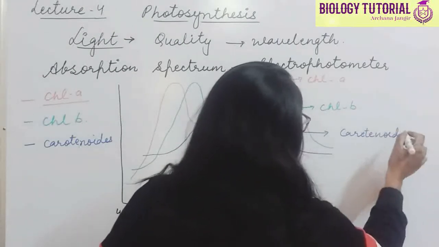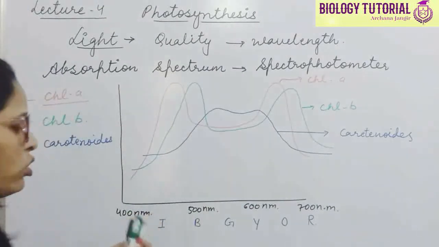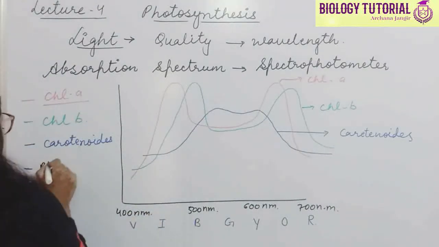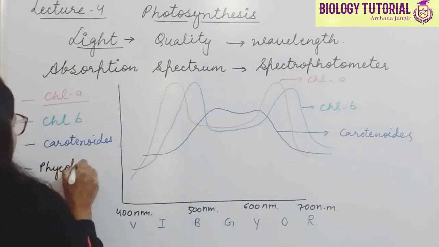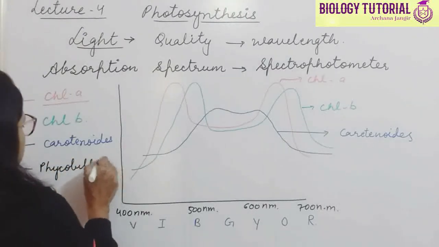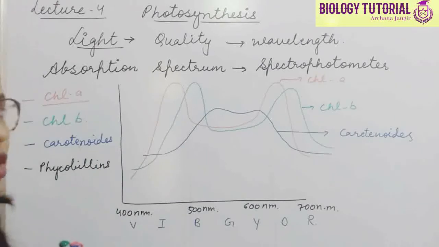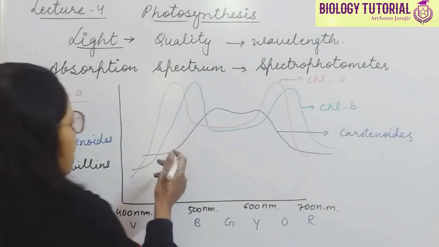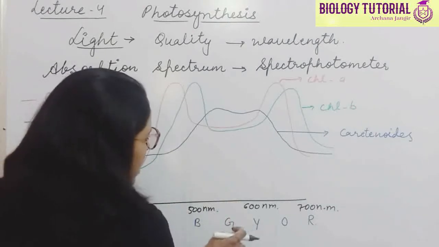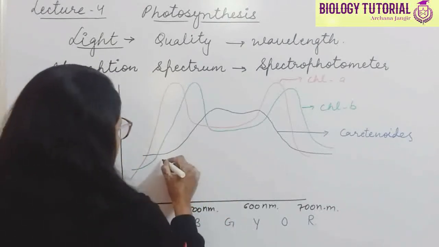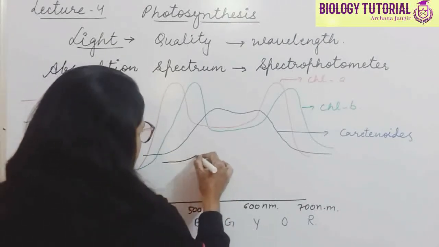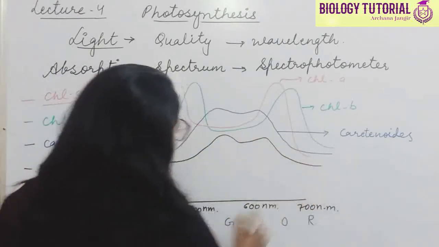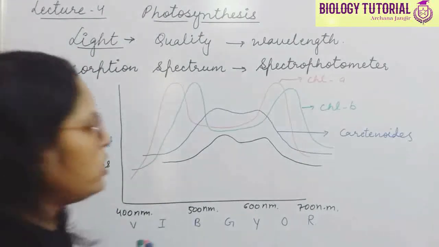Clear? These are carotenoids. The fourth one is for phycobilins. This phycobilin is also going to absorb the light near the green and yellow region. So here is the peak which is obtained by the phycobilins near the green and yellow region.